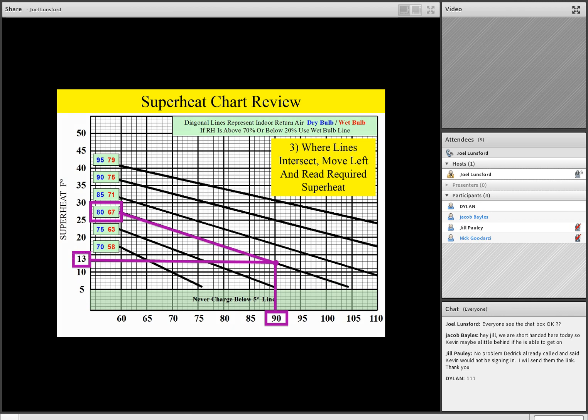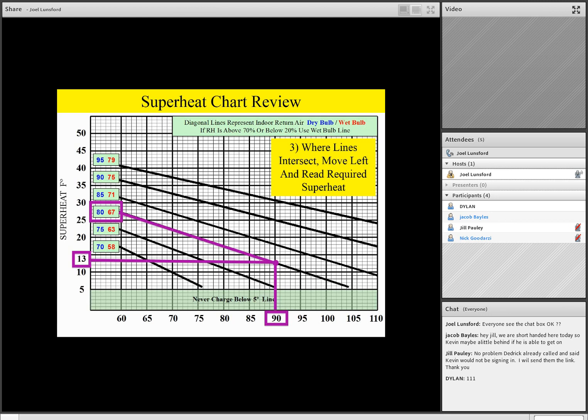So another way of thinking about it is this. If my indoor return air temperature was 80 degrees, and I had a 50% relative humidity, which would allow me to use that 80 degree blue number, and my outdoor temperature was 90 degrees, if I move straight to the left, I see that my required superheat is 13 degrees. So in this example, if we had these conditions of measurement, we'd be looking for a target superheat with that piston on the indoor coil, on the evaporator coil, of 13 degrees.